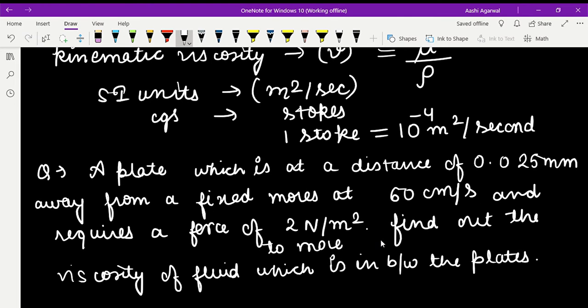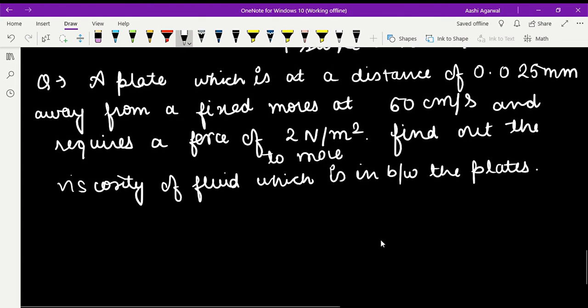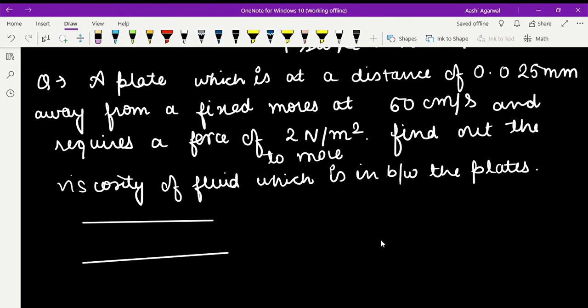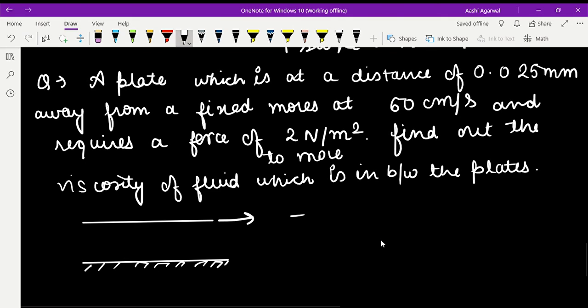So you have to find out basically the viscosity of the fluid which is present between these plates. There are two plates, one is fixed and the other one is moving at a velocity of, sorry, this is u, should not confuse, u is equal to 60 centimeters per second.